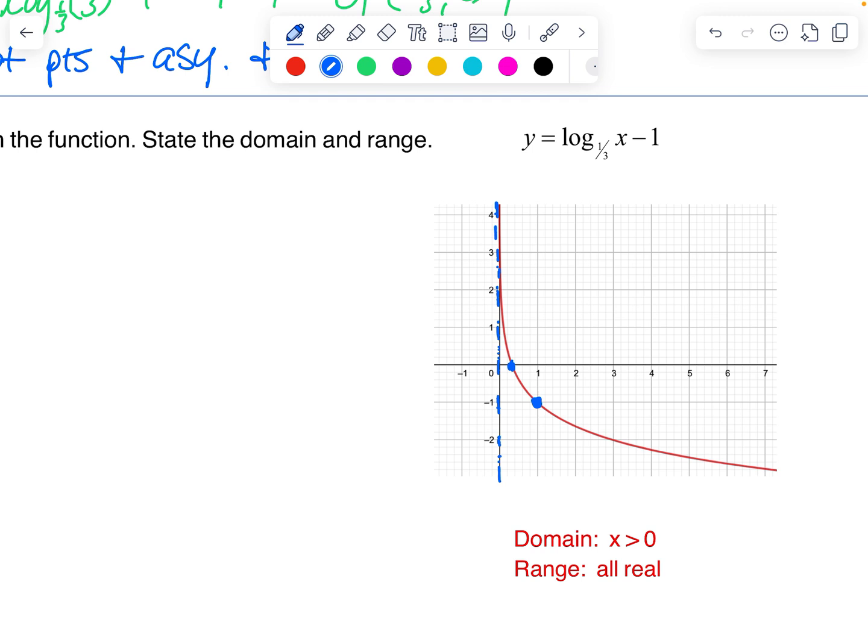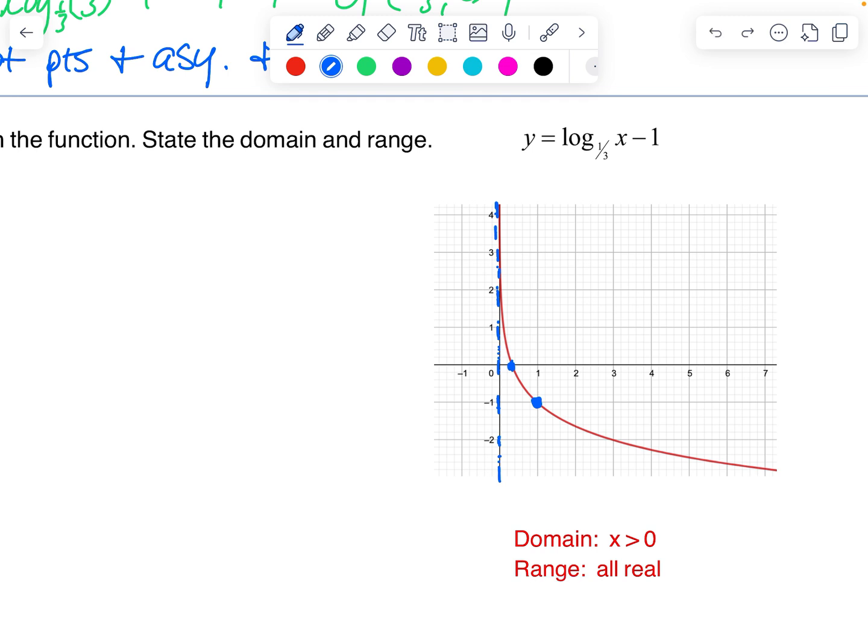And then we want to draw our curve through those 2 points and show that it gets really, really close to the asymptote but doesn't cross it. Okay, and then it does ask for domain and range. I did emphasize this in the first part of the notes, but our range is all real numbers.